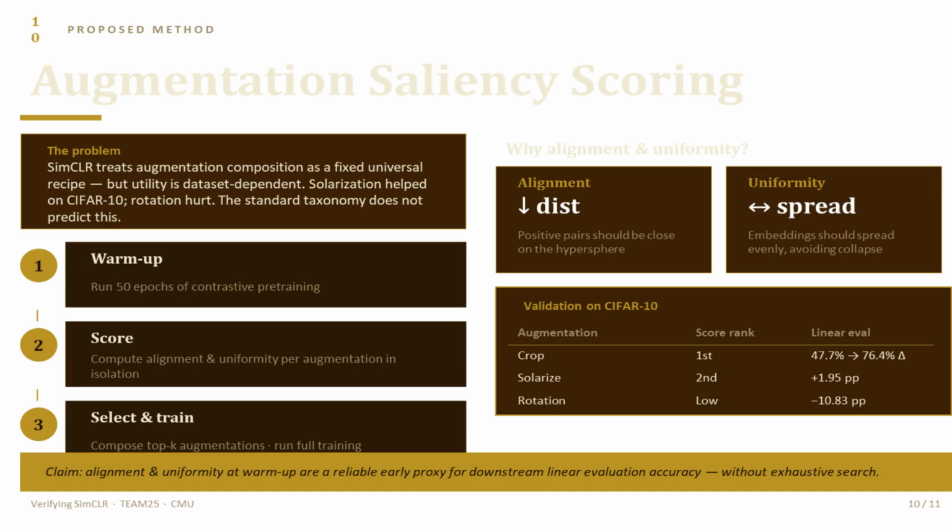We propose Augmentation Saliency Scoring, a lightweight framework for dataset-aware augmentation selection. The idea is that after a short 50-epoch warm-up, we compute alignment and uniformity scores for each augmentation applied in isolation. Alignment measures how close positive pairs are in the embedding space, and uniformity measures how evenly embeddings spread across the hypersphere. Together, they capture whether a given augmentation is creating views that are informative without being too easy or too destructive. We will then use those scores to rank augmentations and select the top K for full training with no exhaustive search or hand tuning.